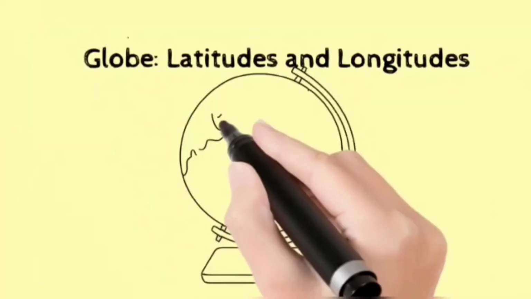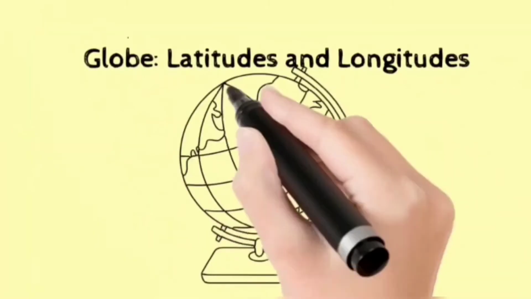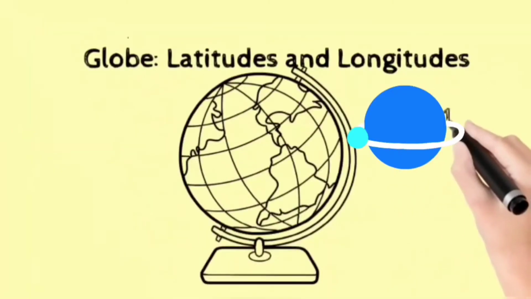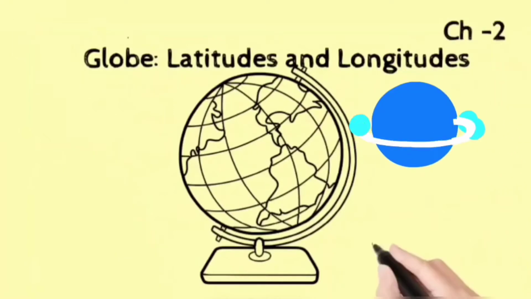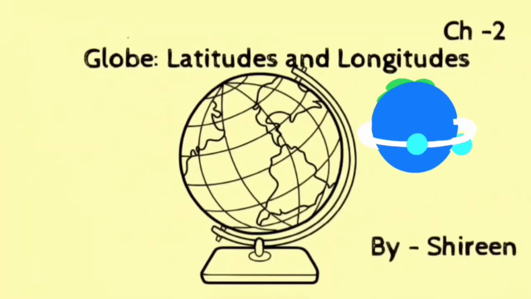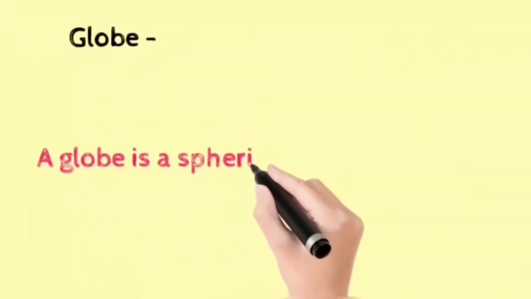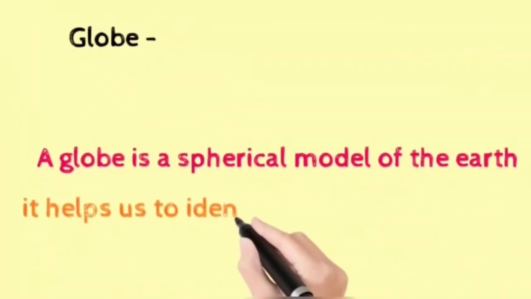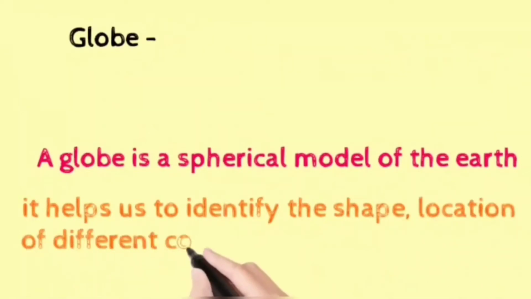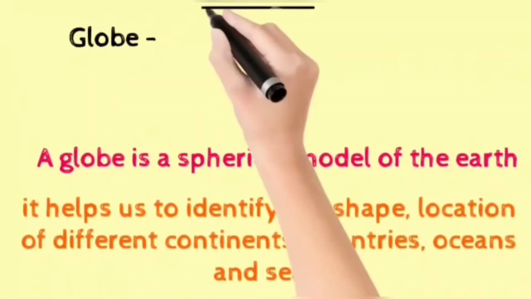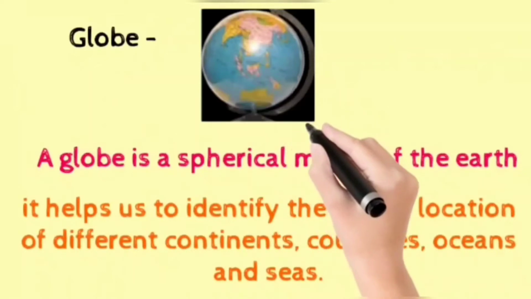Today we will discuss globe, latitudes and longitudes, chapter 2. What is a globe? A globe is a spherical model of the earth. It helps us to identify the shape, location of different continents, countries, oceans and seas.